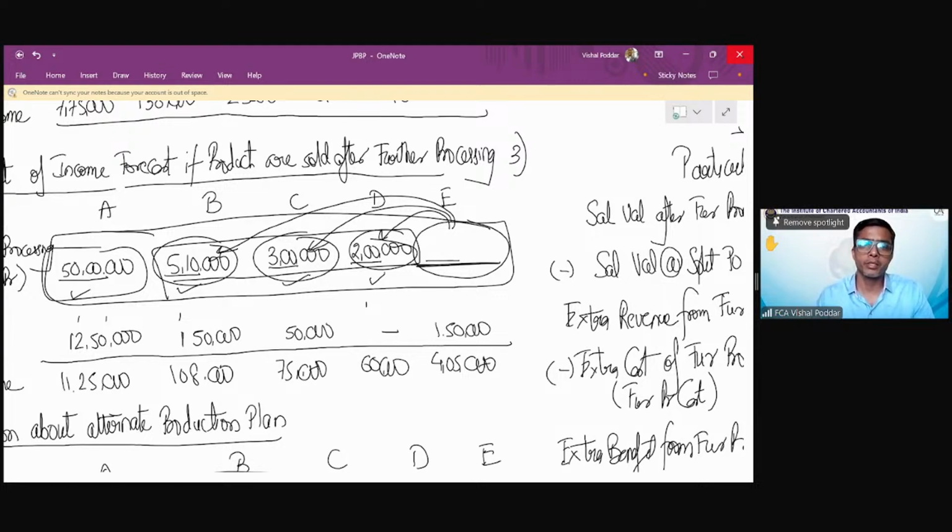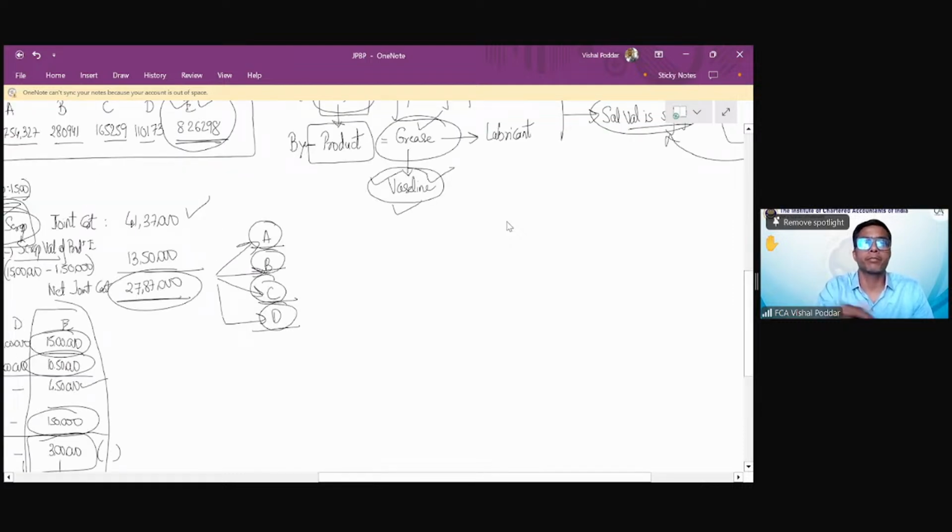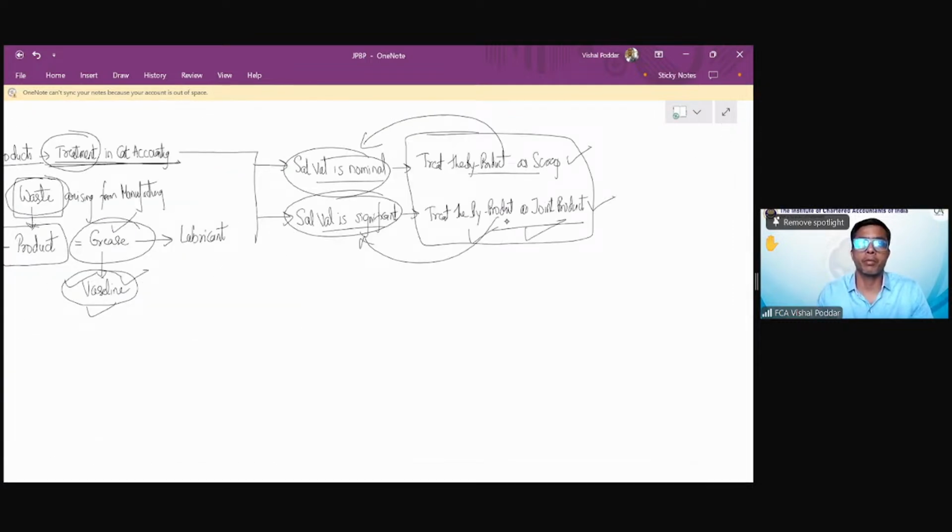Now, since in our case, the value is 15 lakhs, which is a substantial value. In fact, it is much more than your joint products. It means I will treat it as my product only. So this is my treatment.